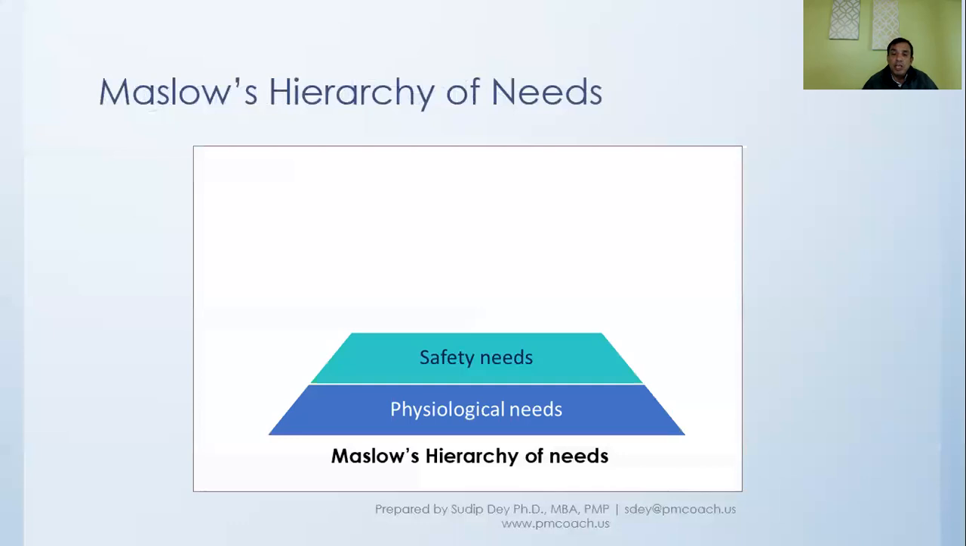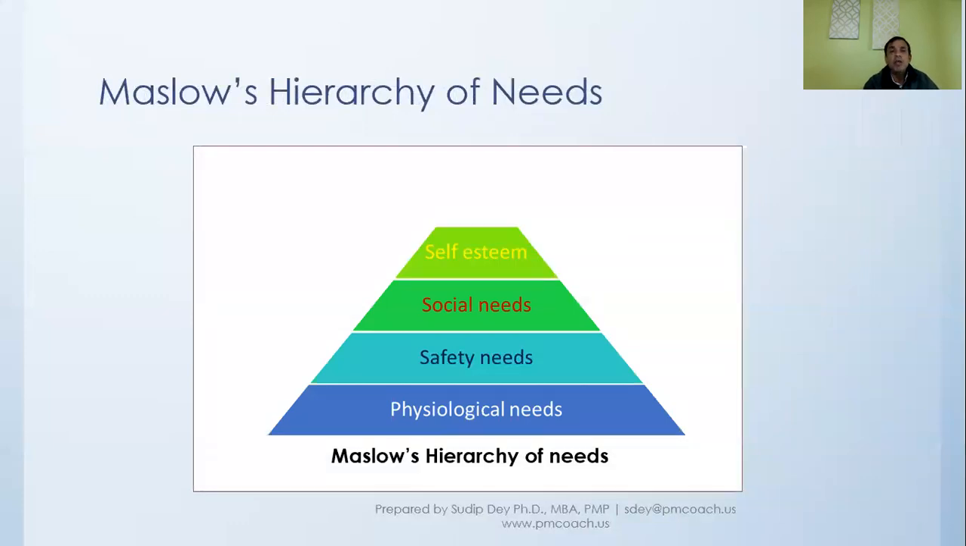Now, once safety needs are satisfied as well as the physiological needs, we look for social needs. Social needs are social belonging, the sense of belonging amongst the friends, amongst the family, amongst the team that we work with. So that is the social need that we look for once safety needs and physiological needs have been satisfied. After we have the social needs, or we get the sense of belonging, we look for self-esteem.